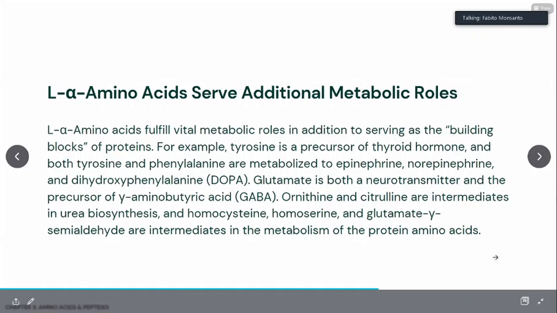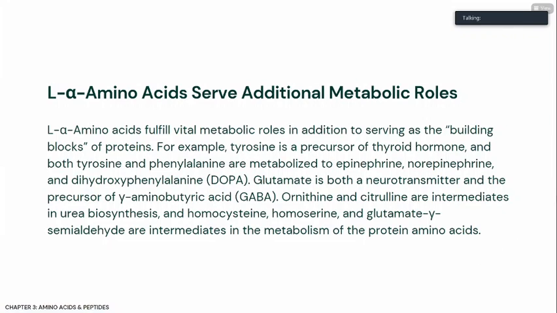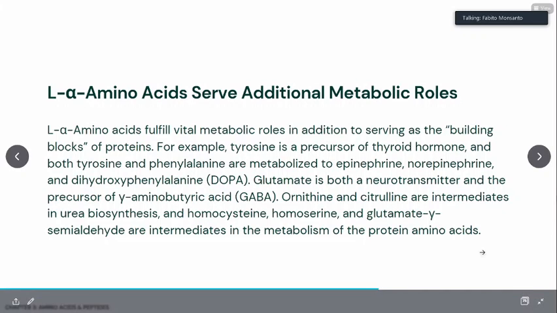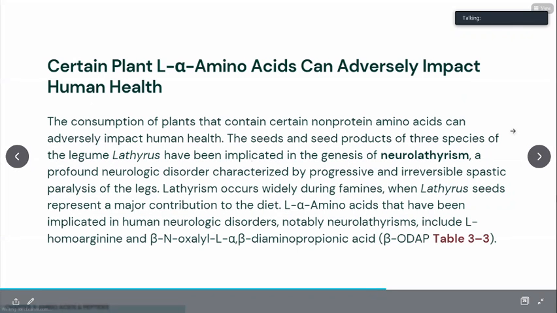For example, glutamic acid, cysteine, and glycine, those are the three amino acids that form your glutathione. How many are using glutathione?